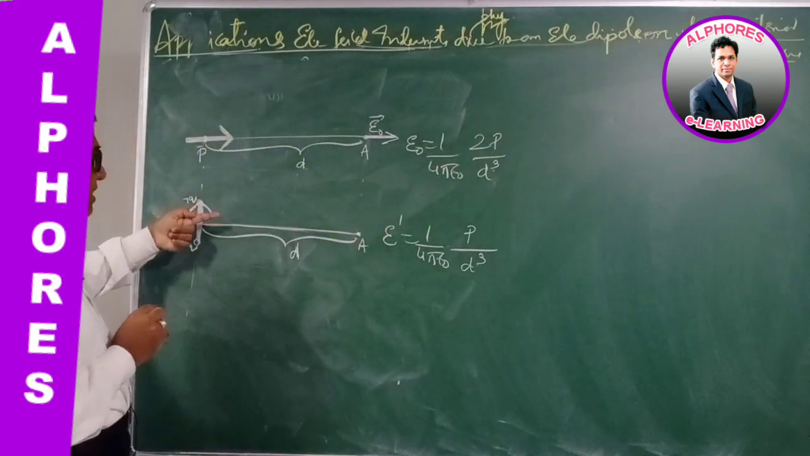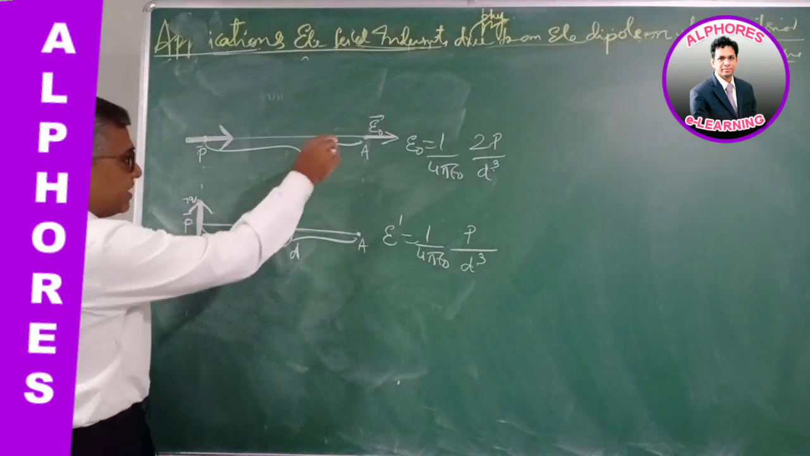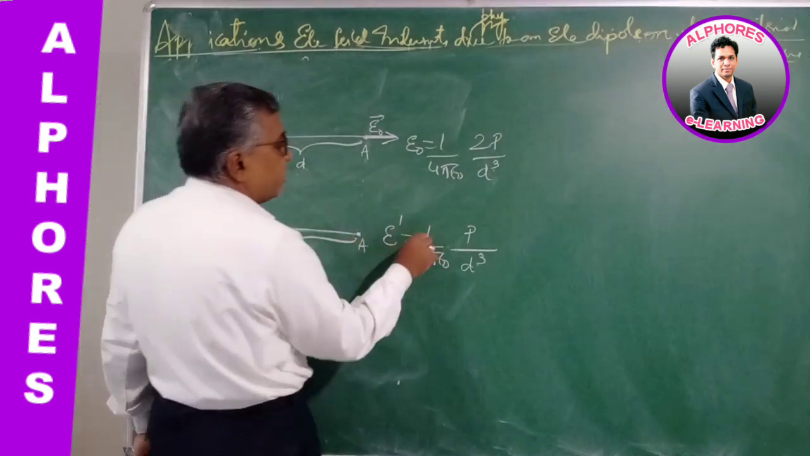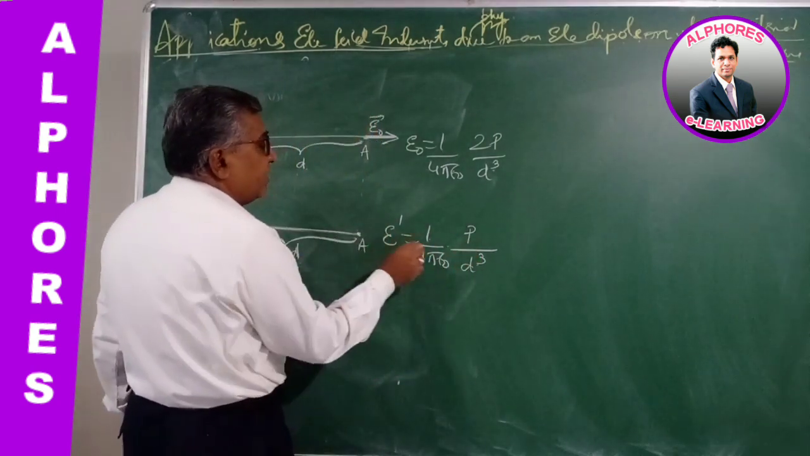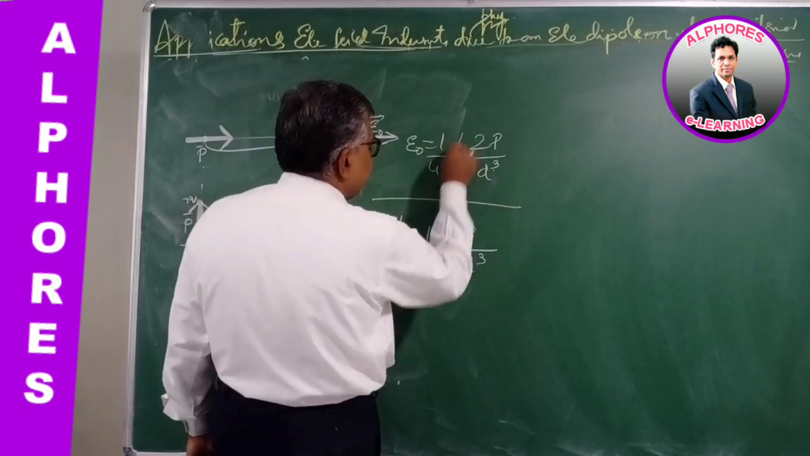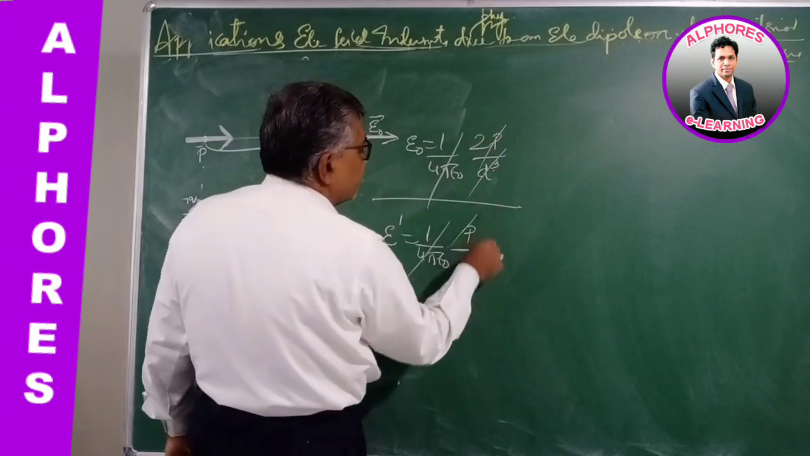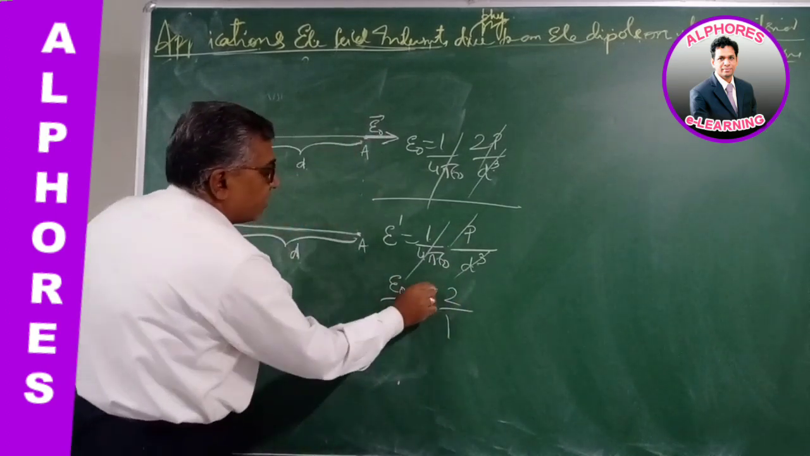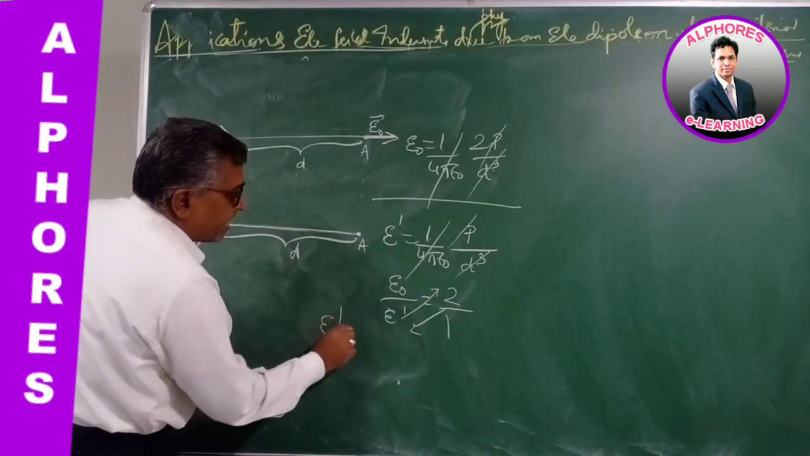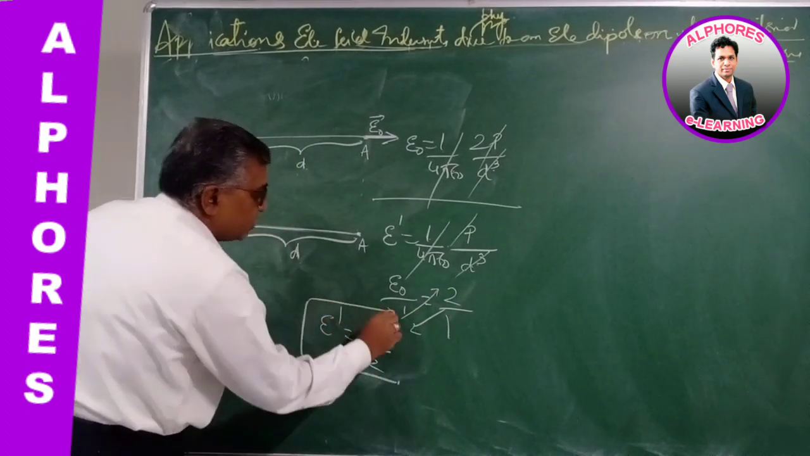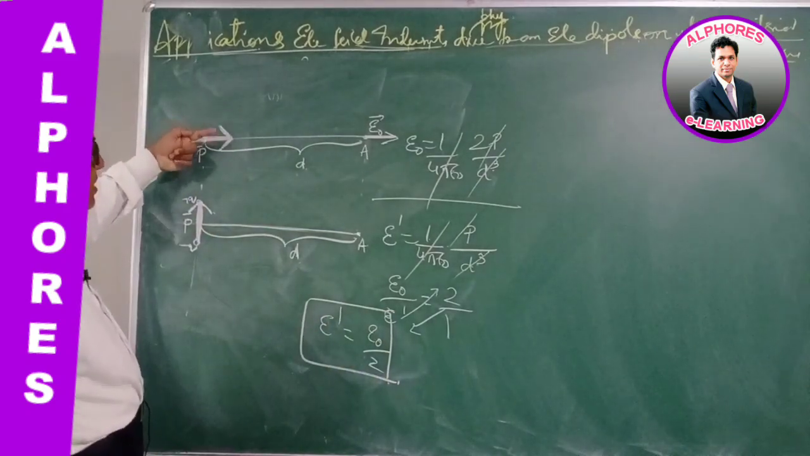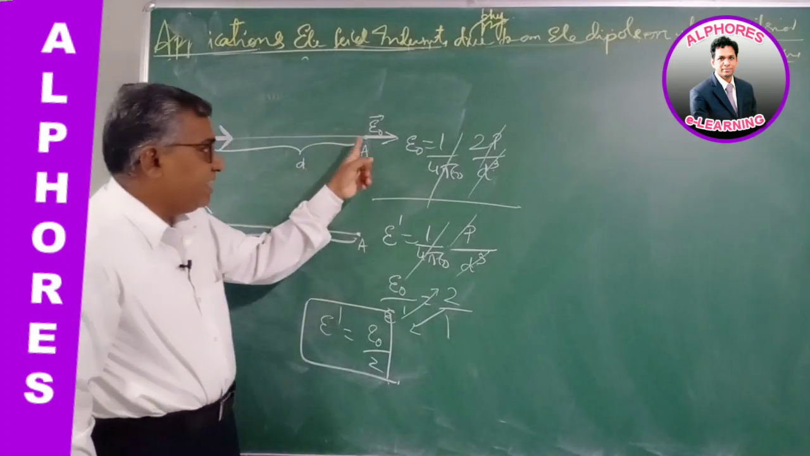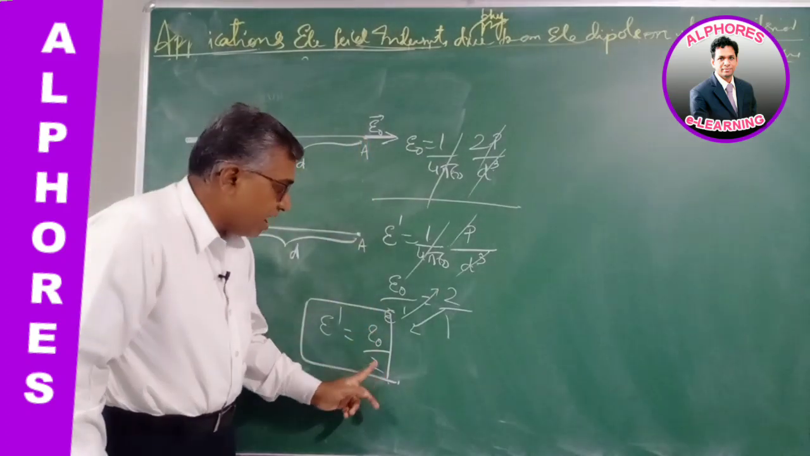Now when the dipole is turned through 90 degrees, the same point appears to be on the equatorial line of the dipole. So the field is 1 by 4 pi epsilon naught times p by d cube. Dividing these two, it's the same dipole and the same point, so they cancel. E naught by E dash is 2 by 1. Cross multiplying, E dash is E naught by 2. So if the dipole is tilted through 90 degrees, the field at the same point becomes half.